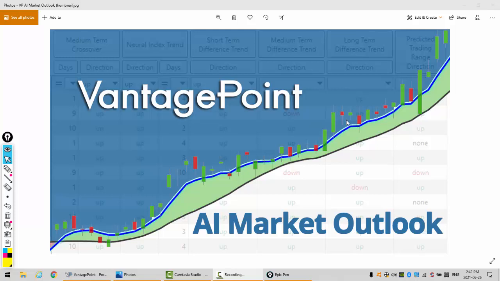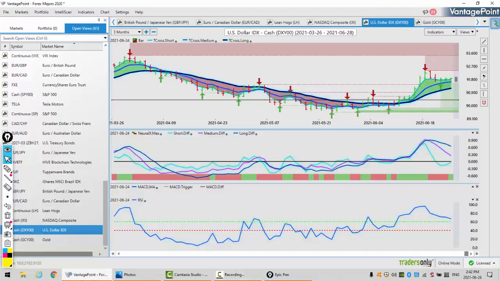My name is Greg Furman, and this is the VantagePoint AI Market Outlook for the week of June the 28th, 2021. Now, to get started this week, we're going to begin where we always do, with that very important US dollar index, a driving factor in the currency markets, commodity markets, and equity markets alike.